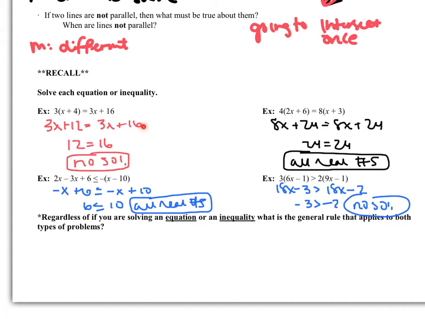You actually want to subtract 3x from both sides, and here you want to subtract 8x from both sides. Down here you get 6 is less than 10, which is true, so all real numbers, and negative 3 is greater than negative 2, which is false, so no solution.